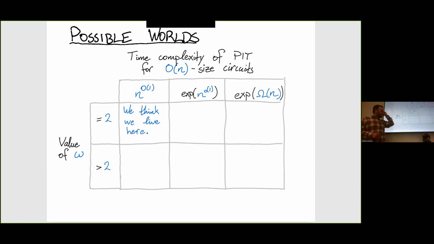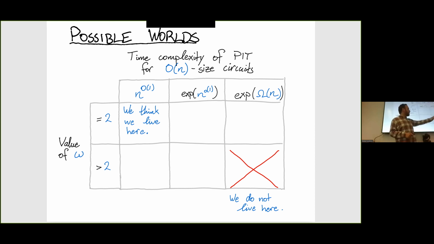But the point is, we could be really, really sad and live over here, where omega is larger than 2 and you can't do anything for PIT. The main result of this work is to tell you we don't live there. So at the very least, we can rule out a very, very sad world where you don't have fast matrix multiplication and you can do nothing for PIT.